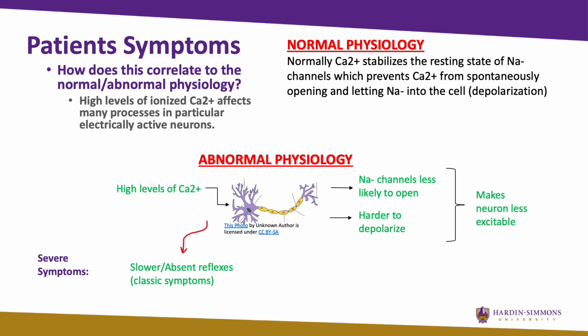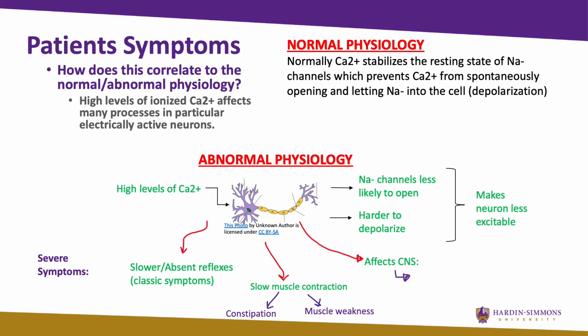Some of those symptoms can be slower and or absent reflexes, which is our classic symptom. That's our telltale sign that we may be leading to hypercalcemia. And that's because we're not having those synapses between the neurons, and you're not going to have those normal reflexes. Next would be slow muscle contractions, which will lead to constipation and muscle weakness. And this is usually because of the sluggish firing of neurons.